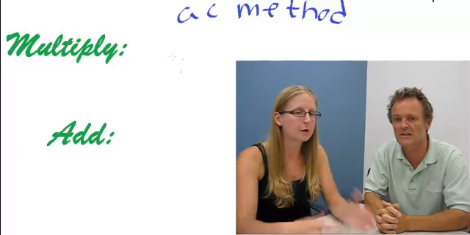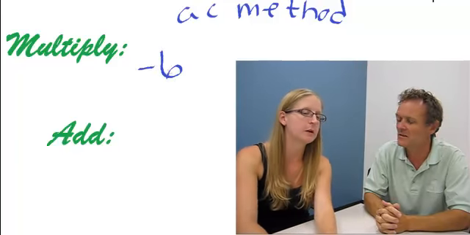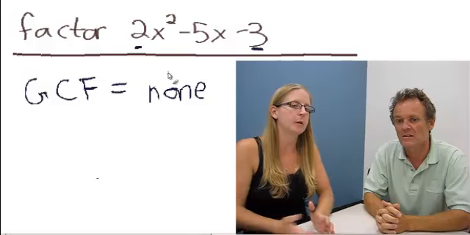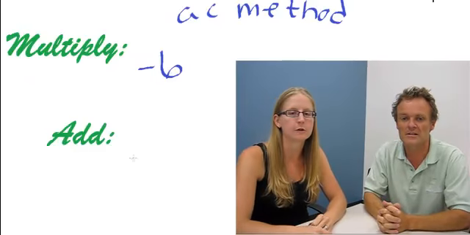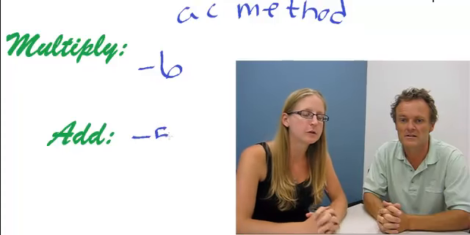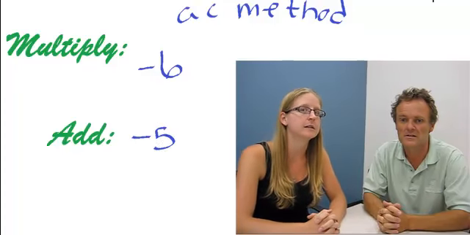So on the side, here's what we want: two numbers that multiply to that negative 6, and that add to the negative 5 in the middle. It's always the middle term that they add to. So now we need to find two numbers that multiply to negative 6 and add to negative 5.